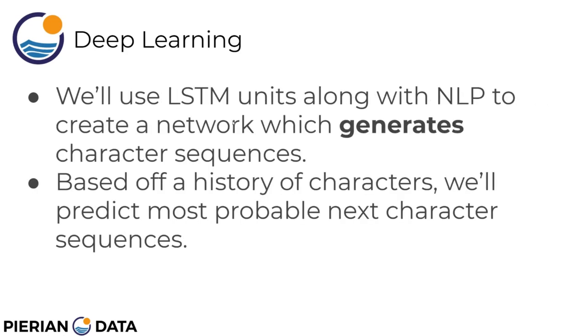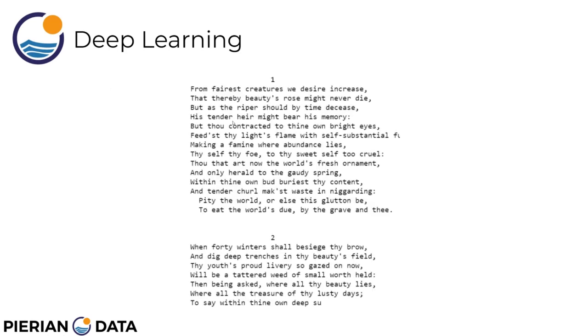In this section of the course, we'll be using LSTM units along with natural language processing to create a network which generates character sequences. Based off a history of characters, we'll be able to predict the most probable next character sequence. So for example, we'll be using this text data of Shakespeare's sonnets. Here we can see an example of one of Shakespeare's sonnets, and we can see that there's a particular pattern as far as number of typical words per line, spacing, etc.